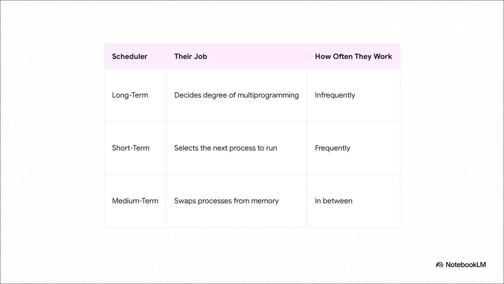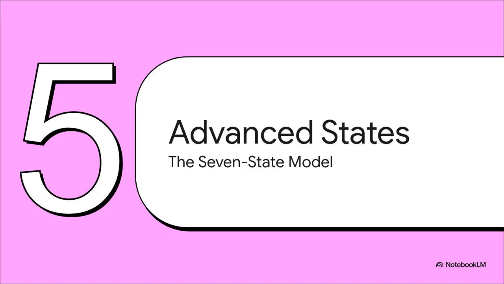Then you have the medium-term scheduler, which can actually kick a process out of memory for a bit to make room for others. Okay, now that we've got the 5-state model down, let's just briefly level up. That medium-term scheduler we just mentioned, the one that can swap processes out of memory, well, its existence actually creates the need for a couple more states for even finer control, which brings us to a 7-state model.